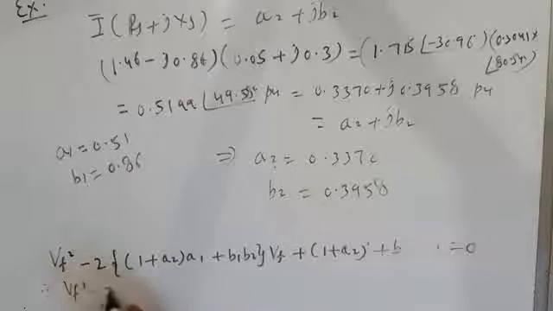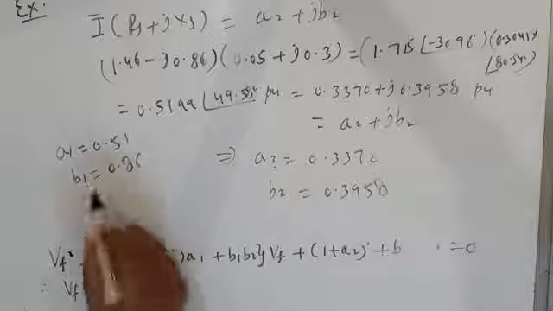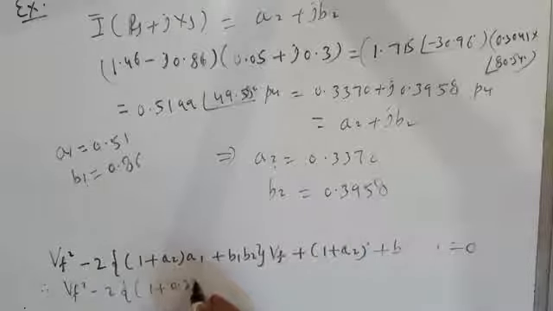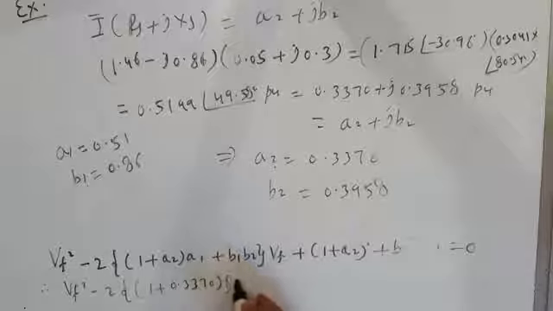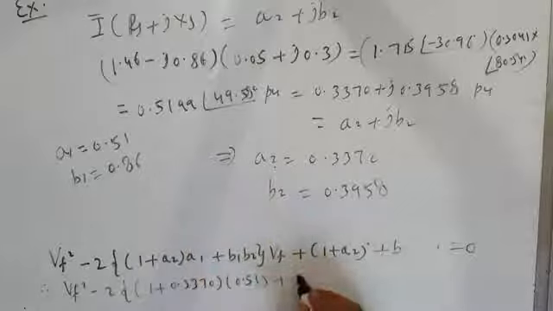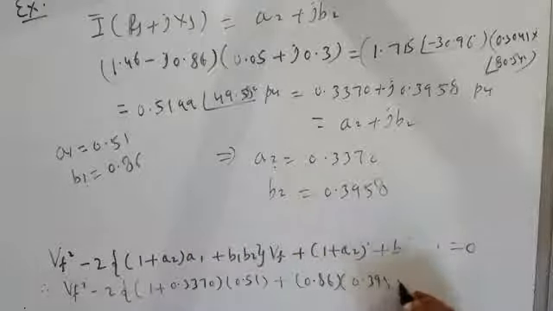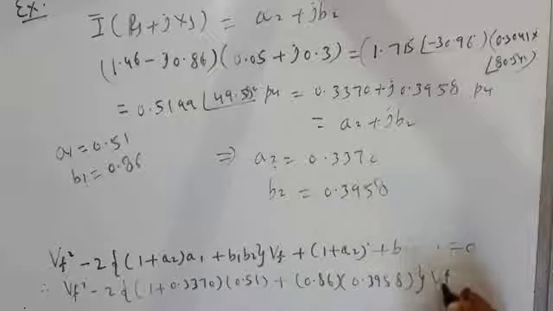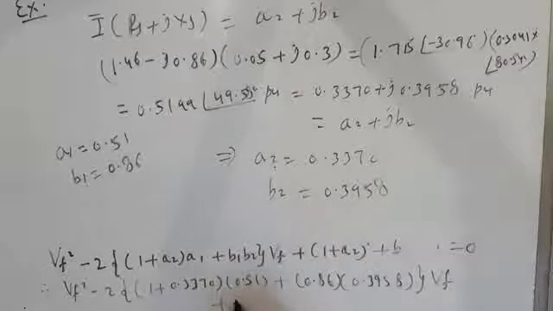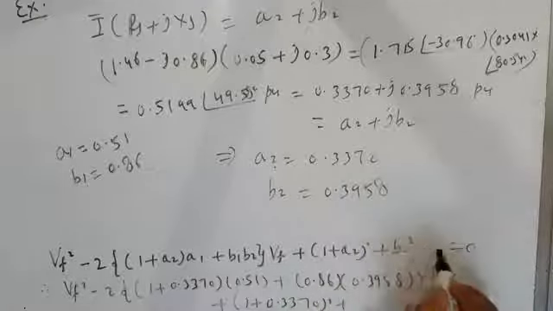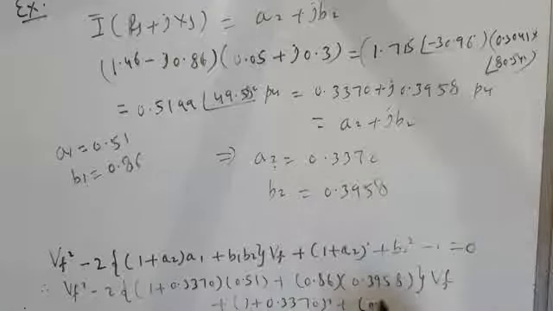VF square minus 2 into 1 plus A2. A2 है 0.3370 into A1 which is 0.51 here plus B1 B2. B1 है आपका 0.86 into B2 ये है 0.3958 to BF plus 1 plus A2 whole square 1 plus 0.3370 whole square plus B2 square. B2 है 0.3958 whole square minus 1 equal to 0.